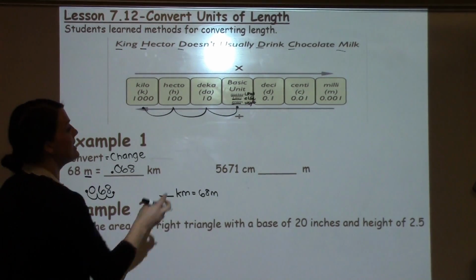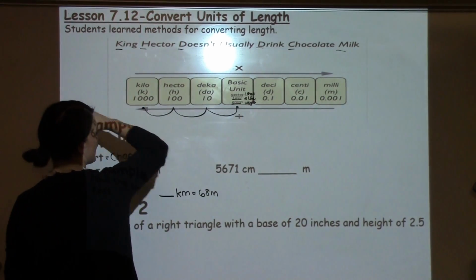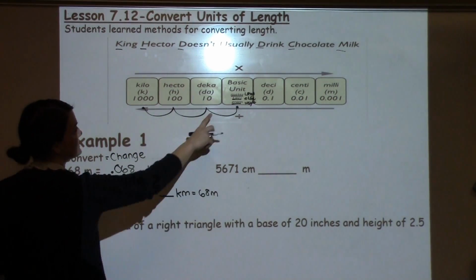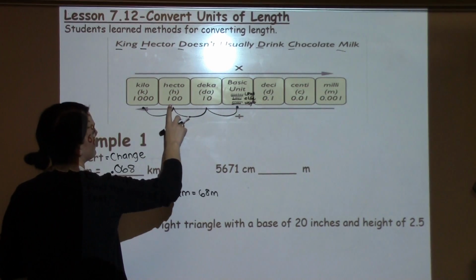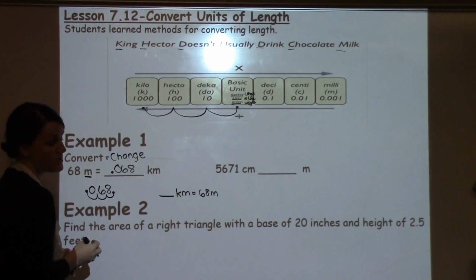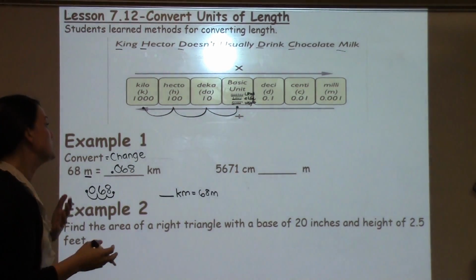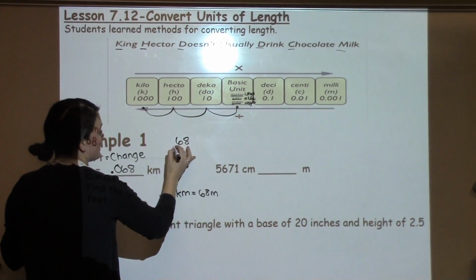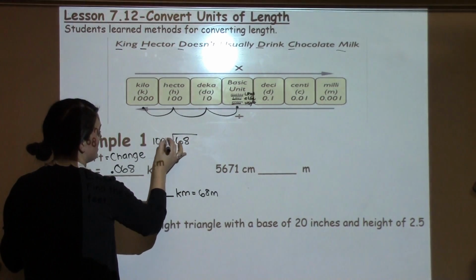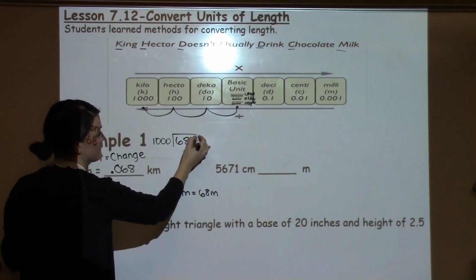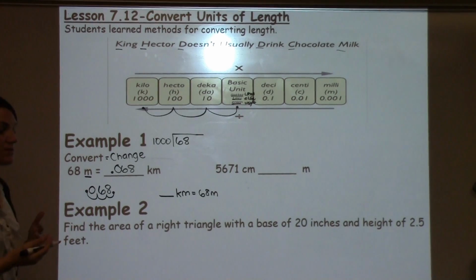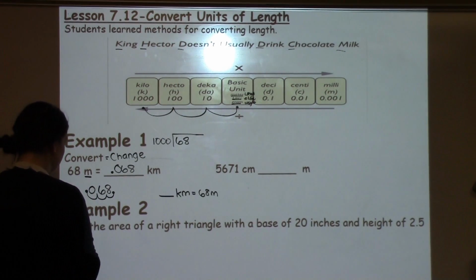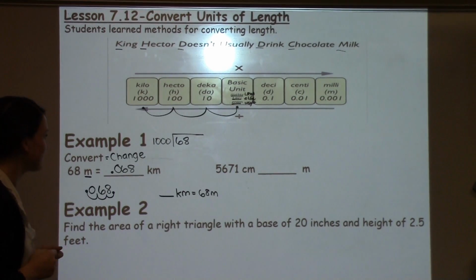Another way to think about it is that anytime I'm moving this direction, I'm dividing, so my number should be getting smaller. This would be the same as 68 divided by 10, 100, 1,000, which again would be 68 thousandths. If your student wants to actually do the division math and do 68 divided by 1,000, they're going to have to add some decimals and zeros to make that work, but they'll eventually get the answer they're looking for.